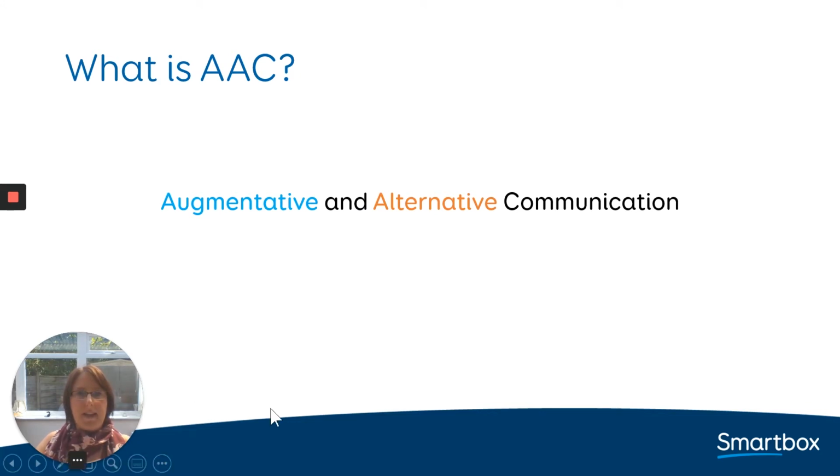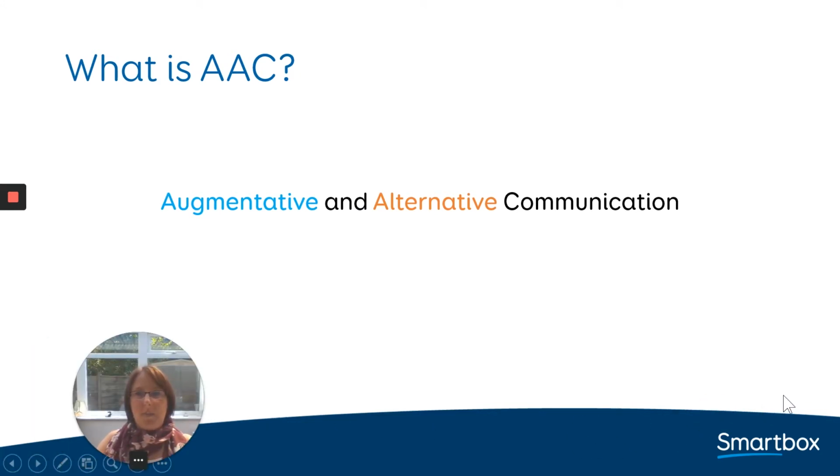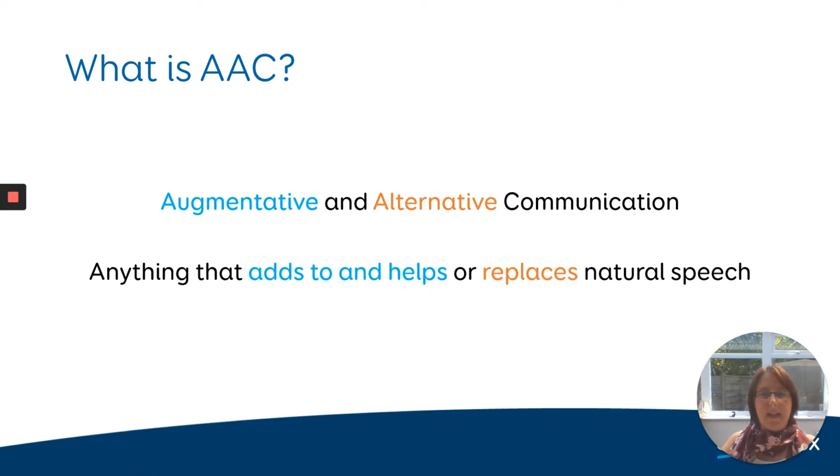So, what is AAC? It's augmentative and alternative communication. So augmentative is anything that adds to and helps speech. So you may already have speech, but it may not be clear. And alternative replaces natural speech.